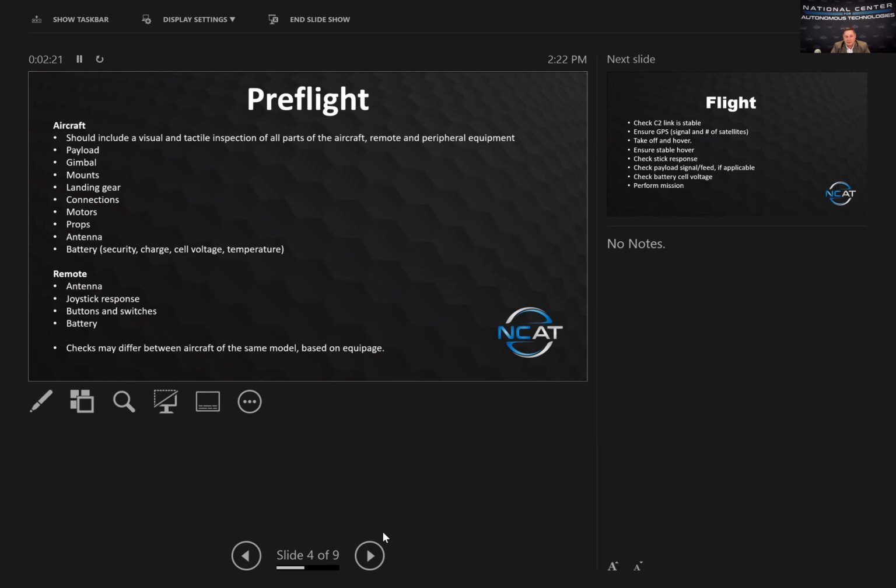So you want to check your payload, your gimbal. The gimbal is where your payload mounts. I was going to switch over to the camera, but we can't see it because I'm still screen sharing. No worries, I can just talk about it at this point and certainly point folks to videos for it.